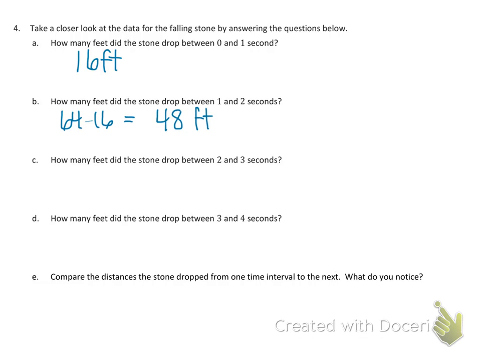Okay, so in the interval between 1 second and 2 seconds, the stone traveled 48 feet. So it went a lot further in the second interval than in the first, right? In that second.